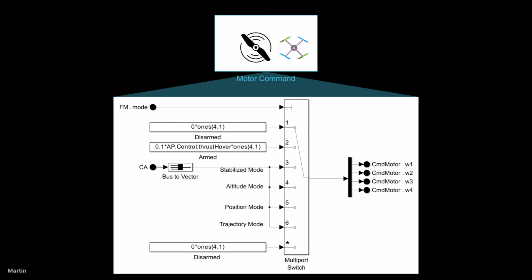Examples of the flight modes include disarmed mode. All motor commands are set to 0, ensuring no motor activity. Armed mode. Motors respond to control inputs, allowing the quadcopter to take off, hover, and maneuver. And it receives commands from the control allocation subsystem for stabilized mode, altitude mode, position mode, and trajectory mode.